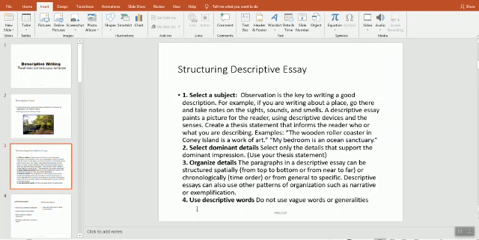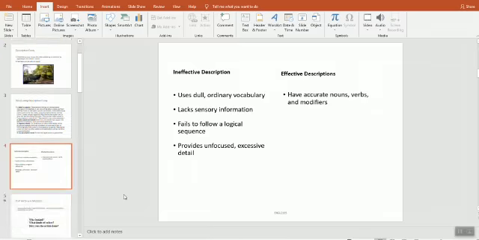Now use descriptive words. You must not use vague, unclear, or general words, because such words will not appeal to the senses of the readers. These are not going to create an effect and a good impression of your essay. So we have to use some effective words.